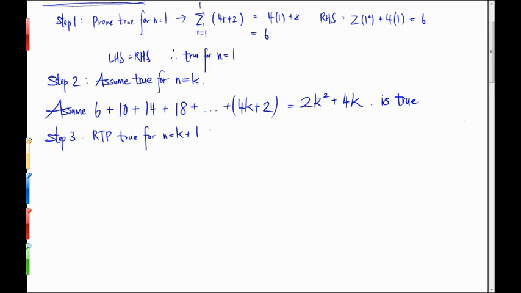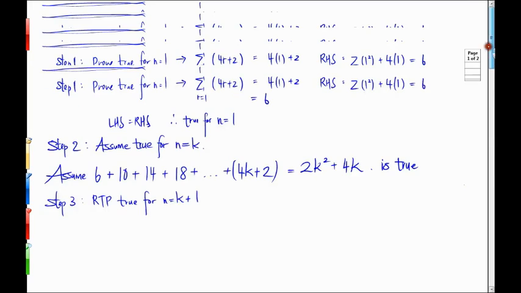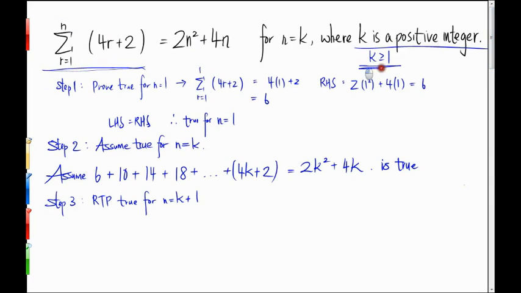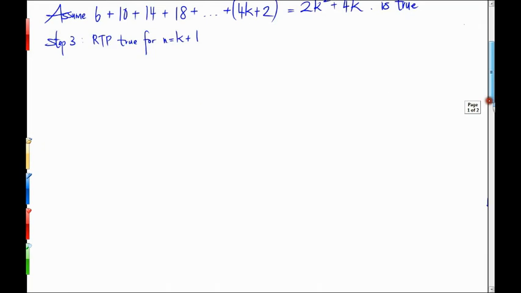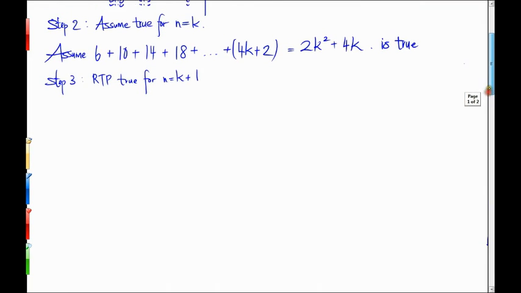Rarely have I seen them ask trigonometric ones. Also, what they can do is spice it up a bit. Instead of your standard prove true for k is greater than or equal to 1, maybe they want to say where k is bigger than 3 or something, right? So instead of starting at n equals 1, you're starting at n equals 3.